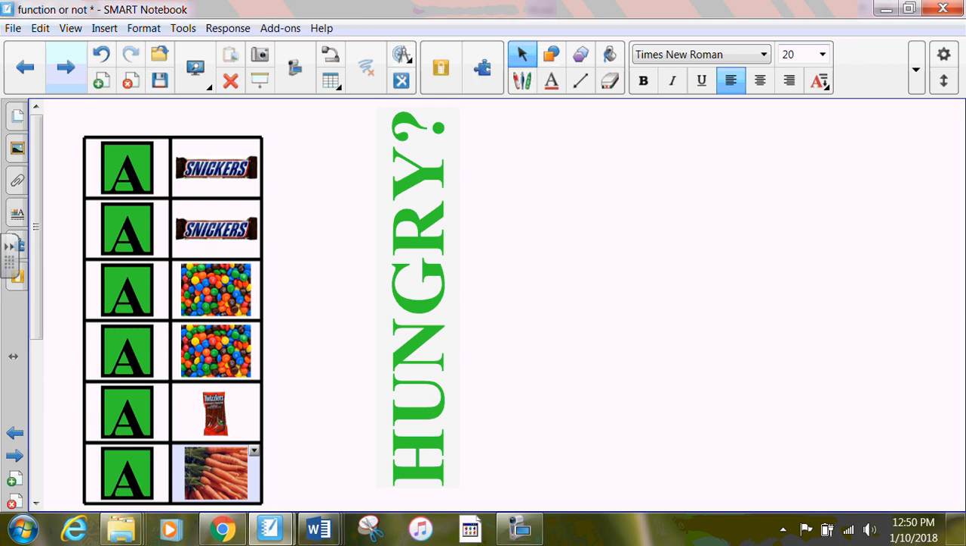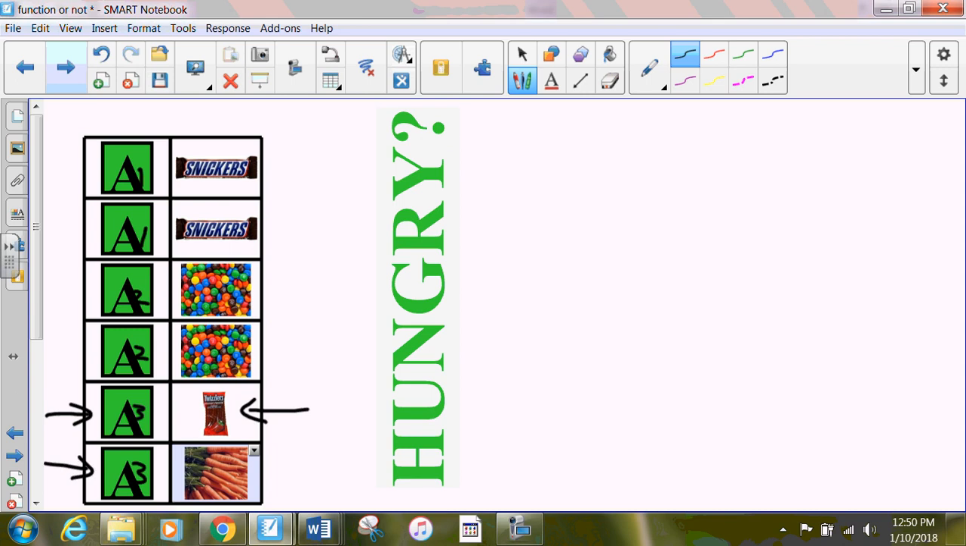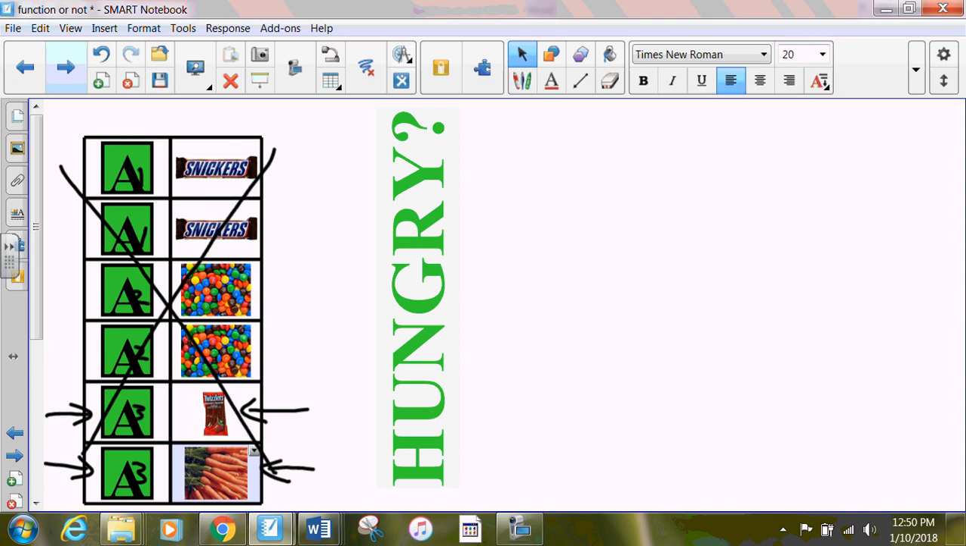I'm sorry, this is really A1 button, A1, A2, A2, A3, A3. We would be really upset if we pushed the A3 button expecting Twizzlers and out came carrots. So this is another way to think about something that's not a function. Every time we push A3, we have to get Twizzlers out. If we push A3 again and something different comes out, the whole machine's not functioning. This table doesn't represent a function.